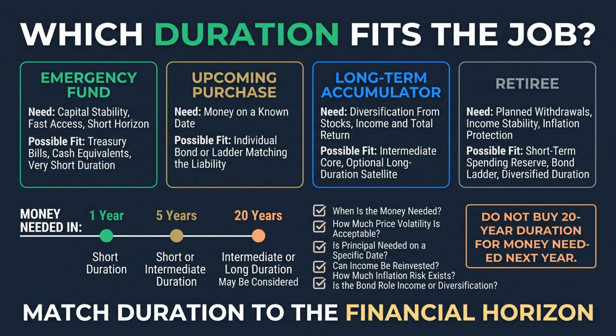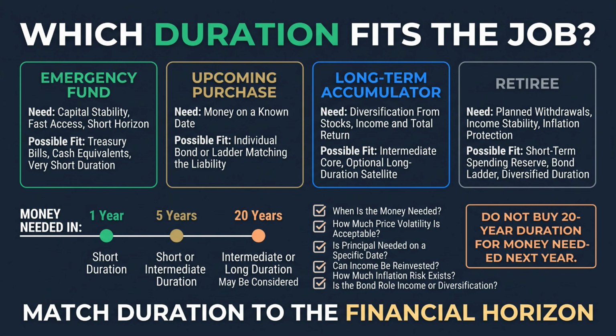The decision should begin with 6 questions. When will the money be needed? How much price volatility is acceptable? Is a specific amount of principal required on a specific date? Can income be reinvested? How much inflation risk can the investor accept? And is the bond allocation intended to provide income, stability, or diversification?